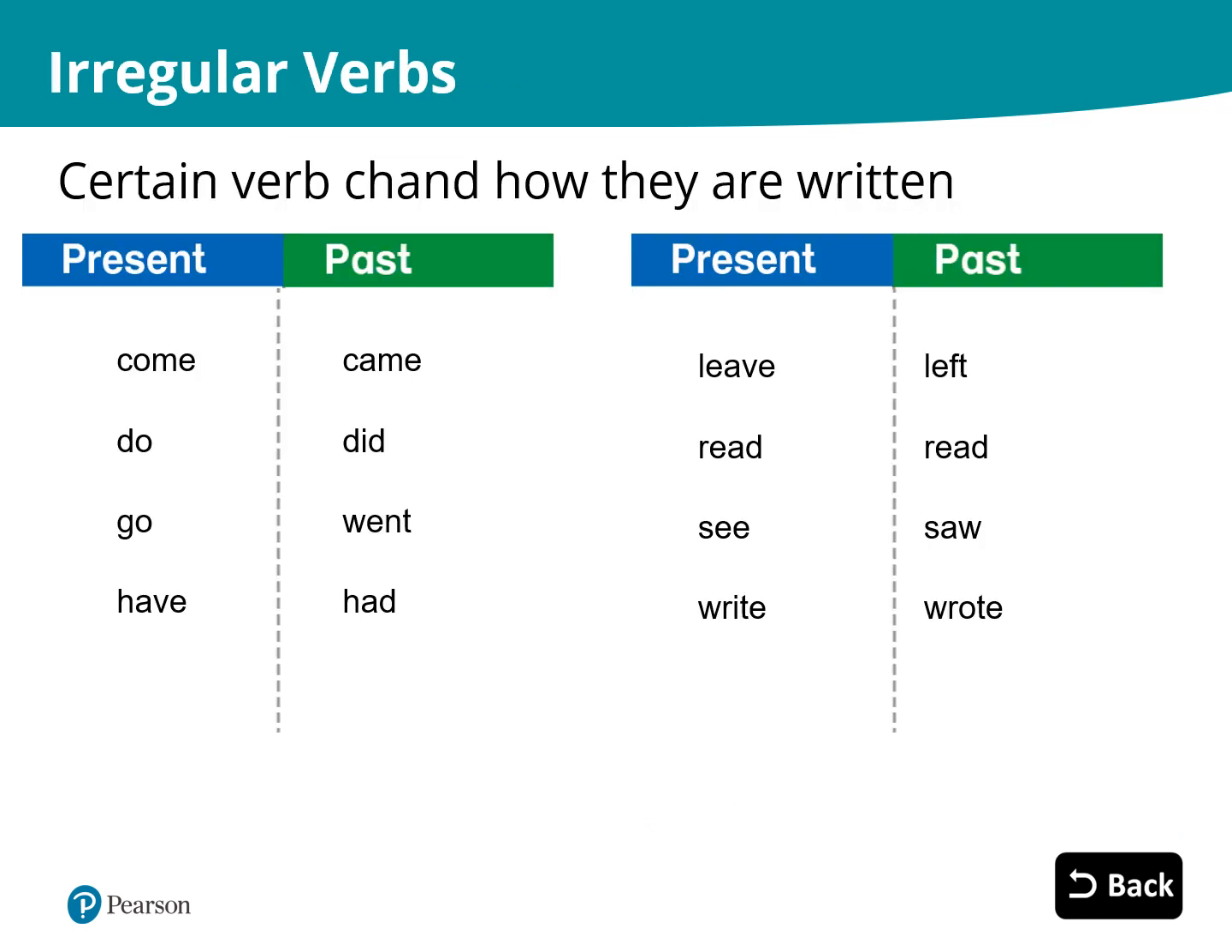And now, here's a list of irregular verbs for this lesson. Number 1, come, came, do, did, go, went, have, had, leave, left, read, read. It's the same, but the pronunciation, listen, read, read.